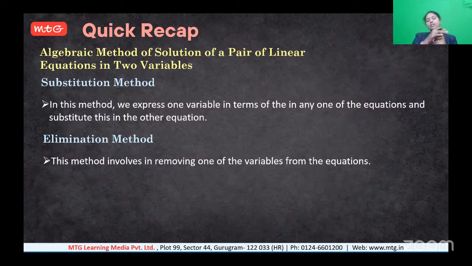But it is not possible, whenever I get an equation, to draw it on graph paper and check whether the lines are parallel, intersecting, or coinciding. It is not possible to check every time. So there should be some other shortcut to do that. What is that? Let's see.